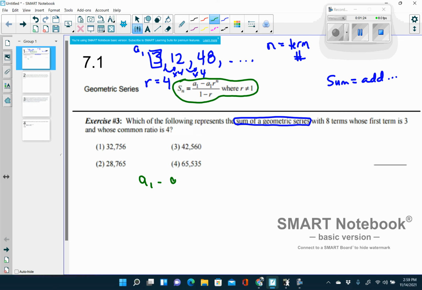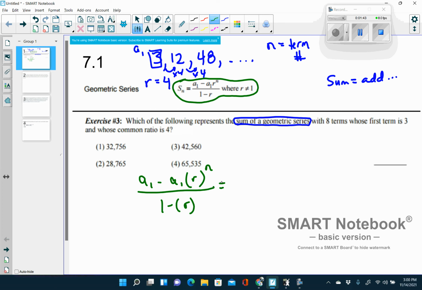A1 minus A1 times R. I'm going to encourage you to put that R in parentheses, even though it's not there, to the n power, all over 1 minus, and again, the R goes in parentheses. So stay with me. There's a reason why I'm telling you to do that. Now let's just go ahead and plug numbers in.